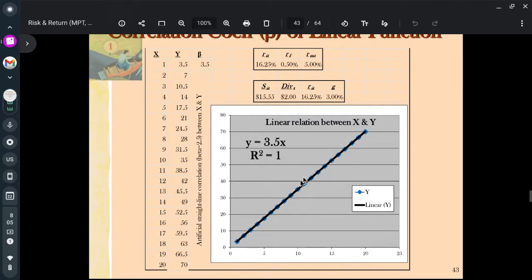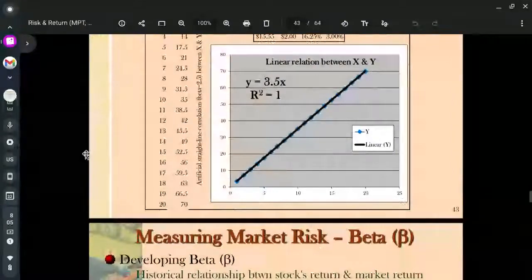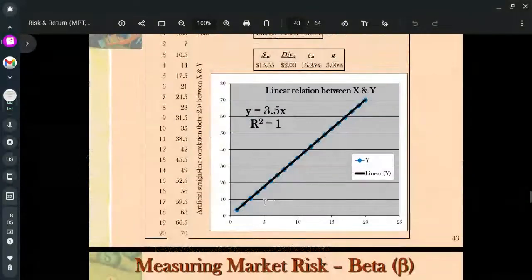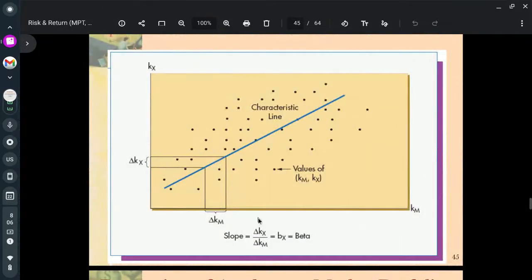But this is not the reality, because in this example they gave you the beta value already. This is what you probably did in middle school, like 6th or 7th grade, when you learned the linear function, so everything, the plots, fall neatly on the straight line because it was already predetermined. But the reality is not like that. The reality of the correlation between X and Y is more like this.